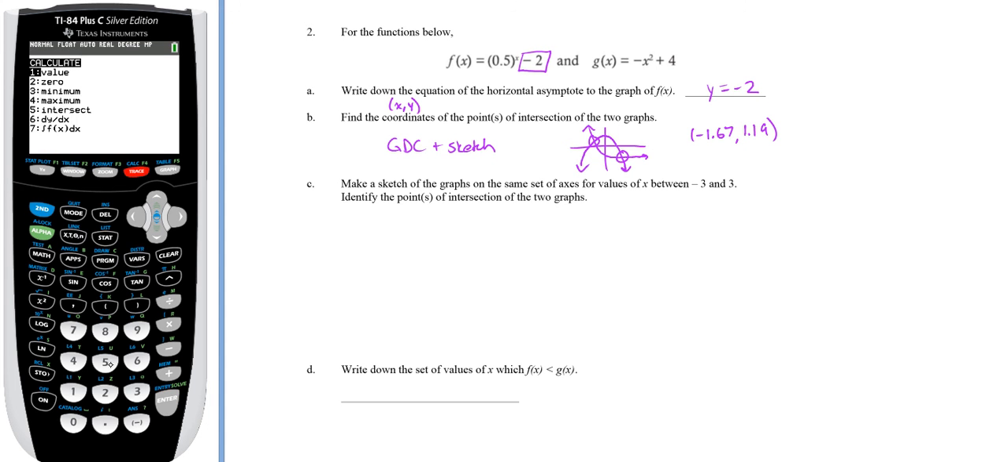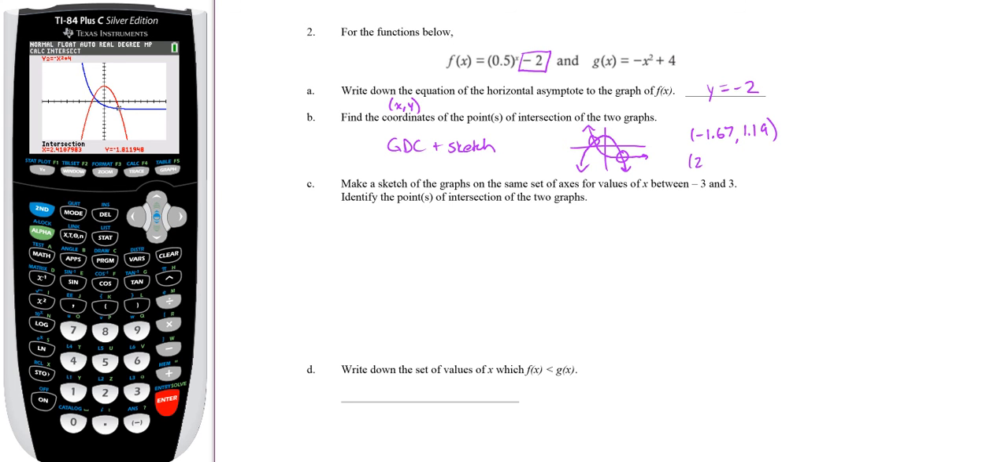Then when I do this again, and I trace over closer to the second point of intersection, I get coordinates of 2.41 and negative 1.81. So those are my points of intersection. I've supported that work with a graph of the two functions.